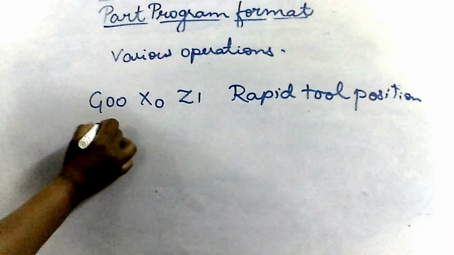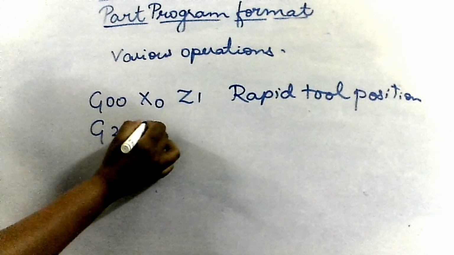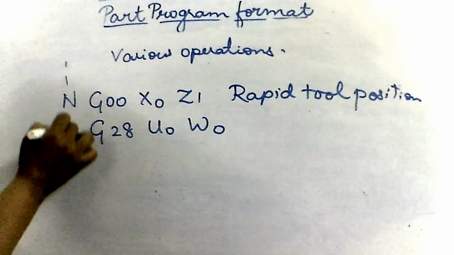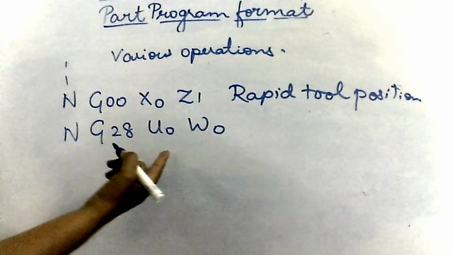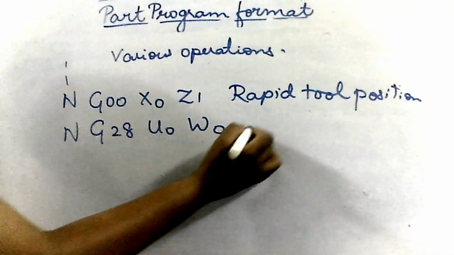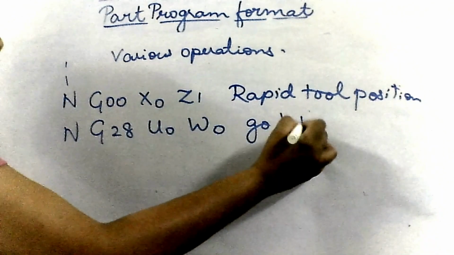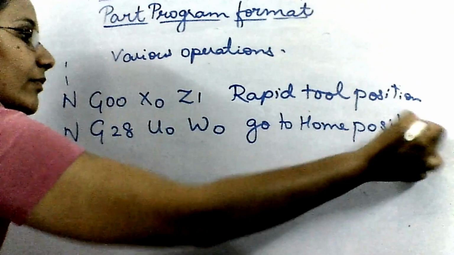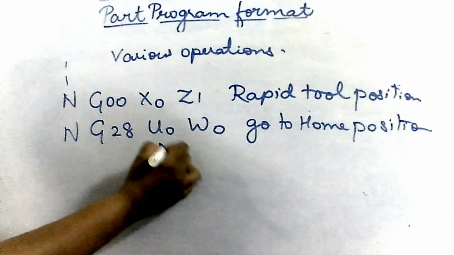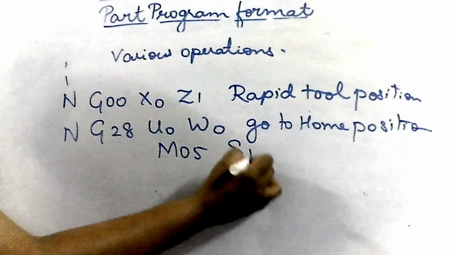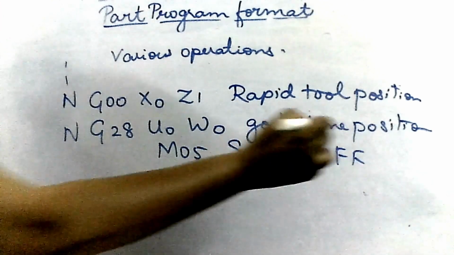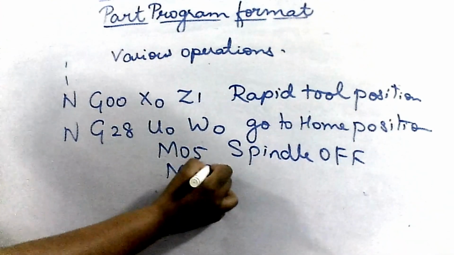After that, you are going to take G28U0W0. Accordingly, you have to mention the sequence number. G28U0W0 is go to home position. That is, your tool will return to the home position. After that, it would be M05, which represents spindle off. Then M09, which represents coolant off.